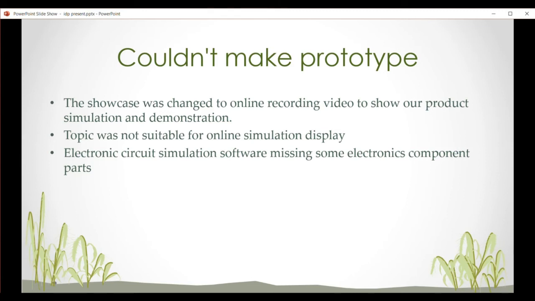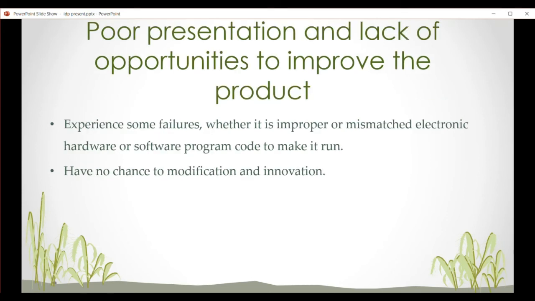As a result, we chose the 3D drawing software AutoCAD to demonstrate the concept of our product. This is also due to the fact that most electronic circuit simulation software is missing some electronic component parts of our product. Next is the poor presentation and lack of opportunity to improve the product.